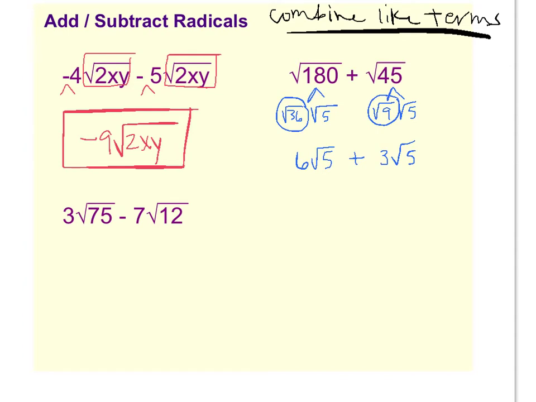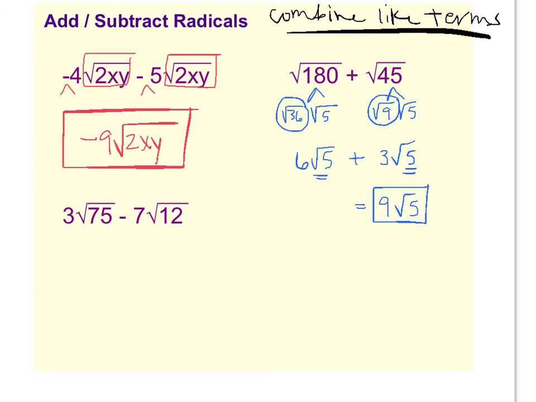And now we say, okay, do we have like terms? And we do. We have a square root of 5 and a square root of 5. So what we'll do is add the numbers out front. 6 plus 3 gives us 9 square roots of 5. And that one's done. Alright, last example.